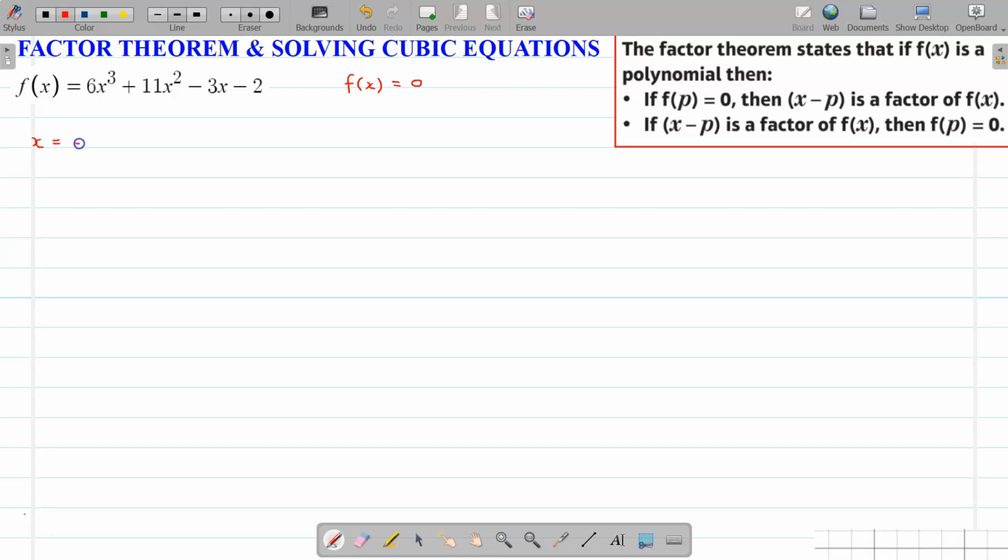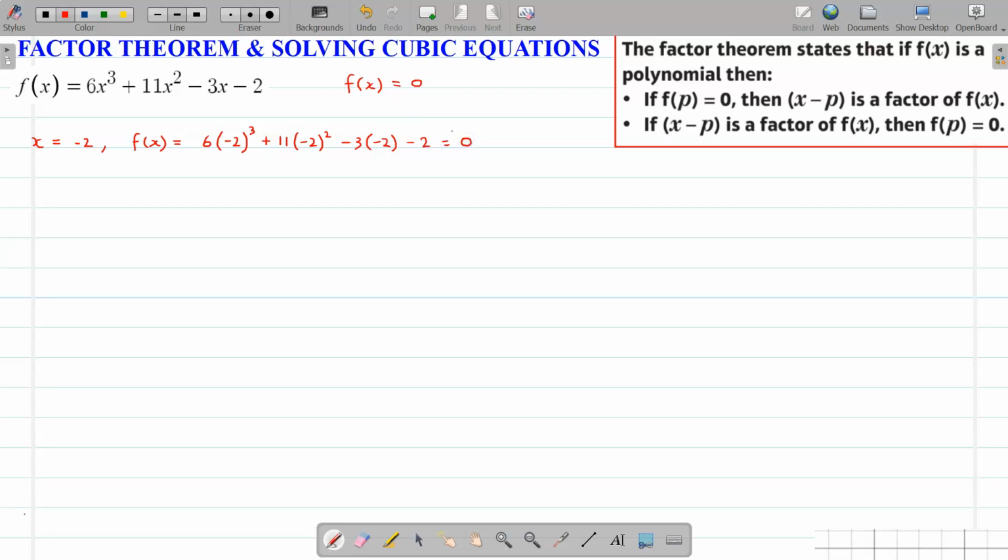So when x is -2, okay, we get that f of x is 0. I'll just show you the substitution because it's 6 lots of -2 cubed, okay, which comes to -48. Plus 11 lots of -2 squared. Okay, -2 squared is 4, so that's 44. The next part is -3 lots of x, which is 3 lots of -2. Okay, which is +6, and then -2. And if you check that out, you can see that that does come to 0.